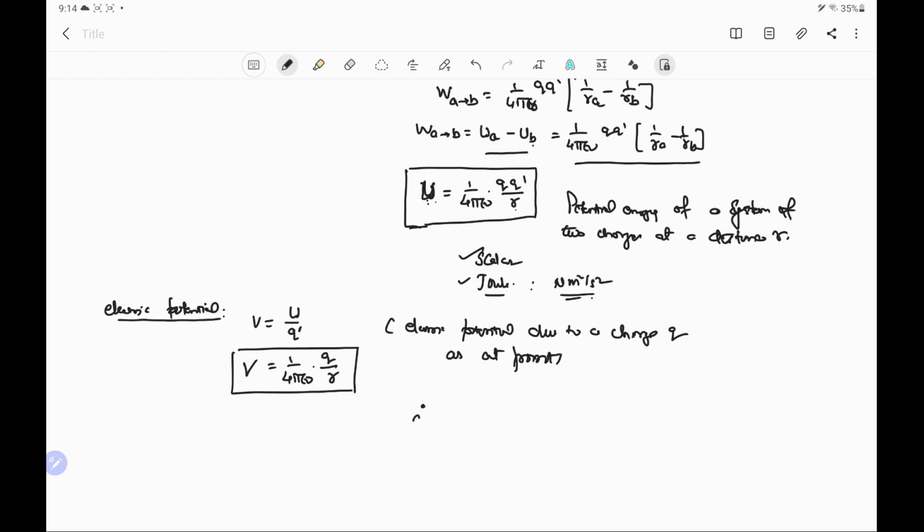Say this is a charge Q, and from this charge Q at distance R there is a point P. Then the potential at this point P will be 1/(4πε₀) Q/R, and it is true for point charges. In a similar way, we can write the potential energy is equal to Q' into V. So potential energy is the product of the charge and the potential.